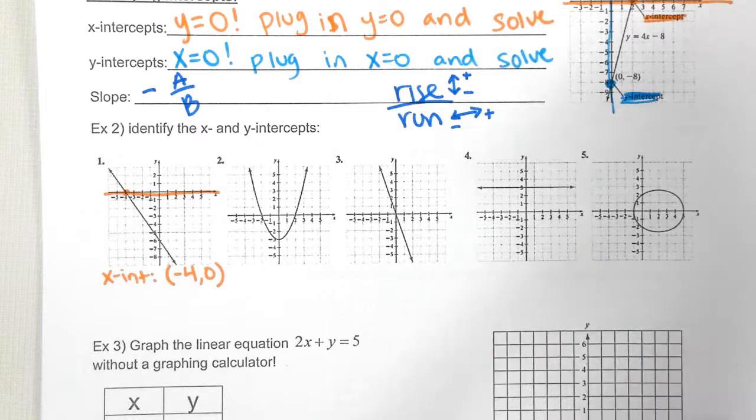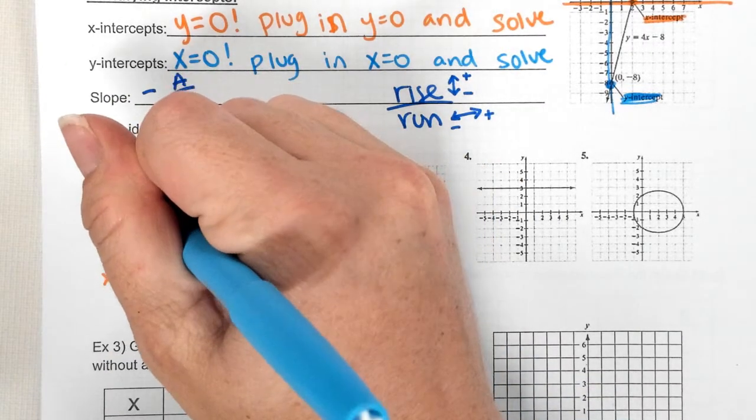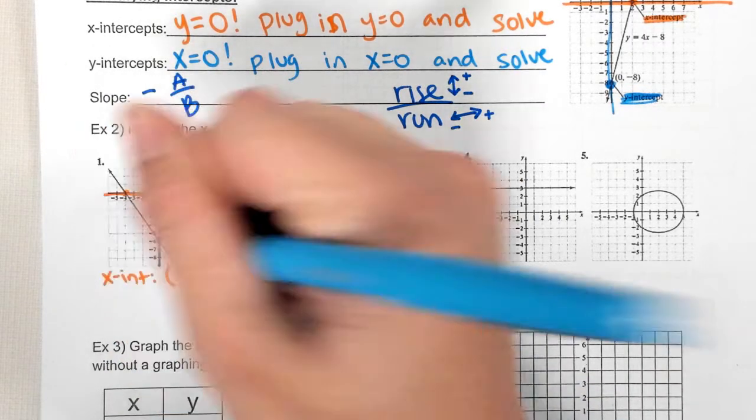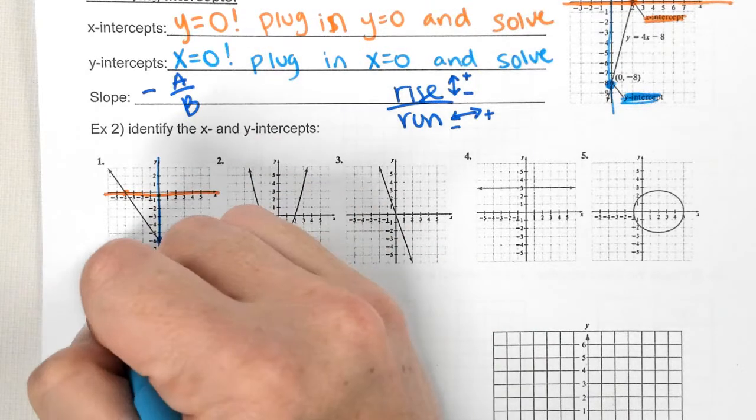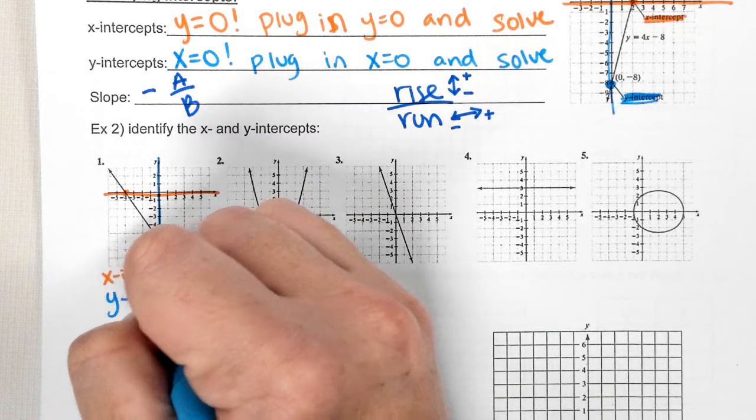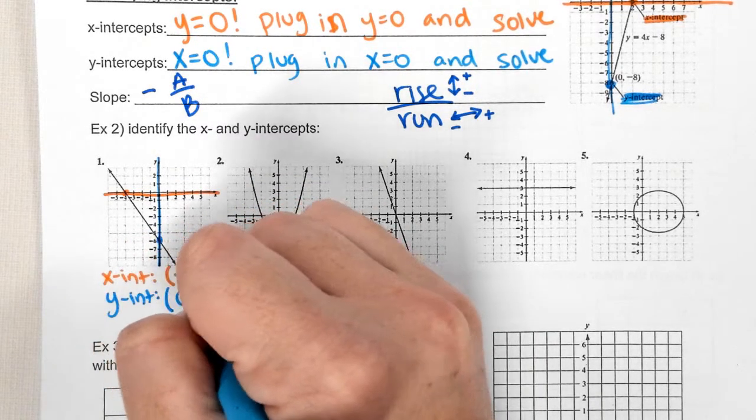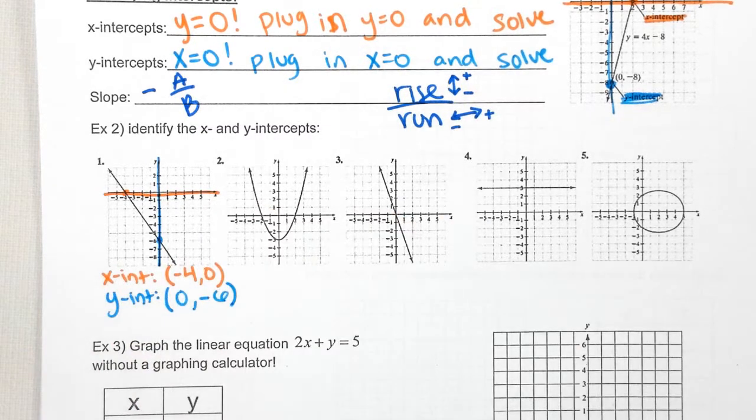Okay, now our y-intercept is what? 0, -6. Yes. Okay, so I'm going to take attendance. I want y'all to try the other 4 really fast, and then we'll talk about them.